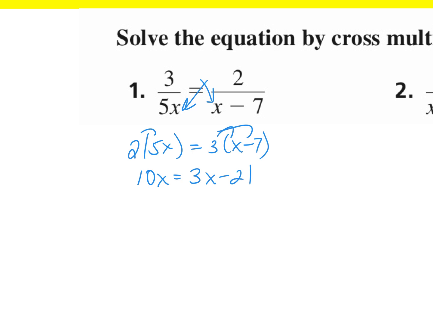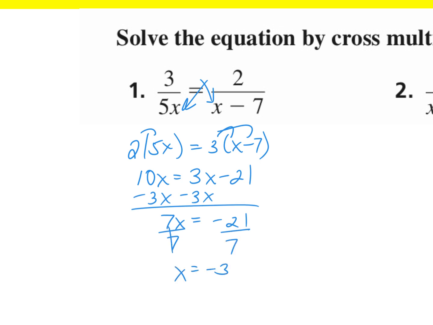Stop me if I make any mistakes, guys. So I'm going to subtract 3x from either side. I get 7x equals negative 21. And then I'm going to divide both sides by 7, and I get x equals negative 3. Now, what do I need to check for? Extraneous solutions. I need to make sure that when I plug in negative 3, neither denominator becomes 0. So 5 times negative 3, negative 15, we're good. Negative 3 minus 7, negative 10, we're good.